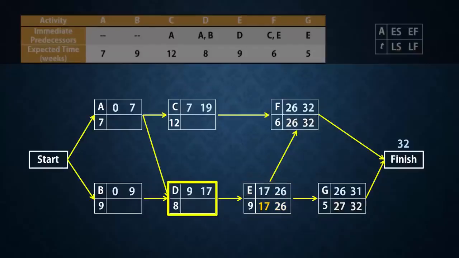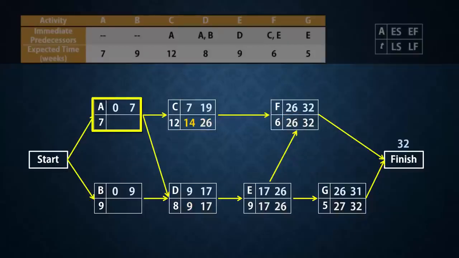Now, D has only one successor, E. So the latest finish time for D will be the latest start time for E, which is 17. And the latest start time will be 17 minus 8, which gives 9 for D. Activity C has one successor, F. Therefore, the latest finish will be 26 for C, and latest start will be 14.